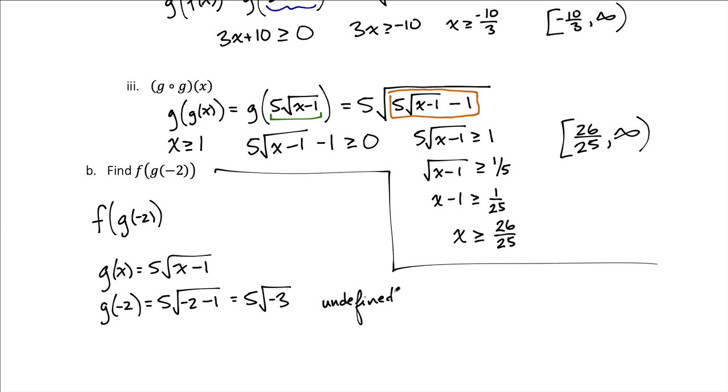Undefined. So we are already done then, because, well, we of course can't evaluate f of g of negative 2 if g of negative 2 isn't even defined. So this is undefined.